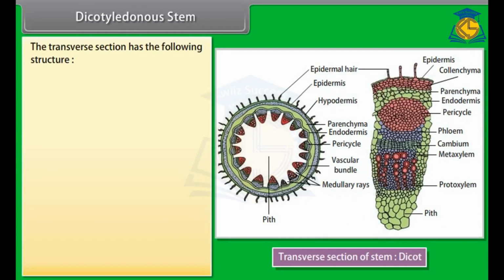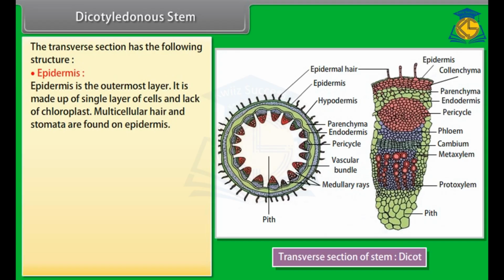Dicotyledonous stem. The transverse section has the following structure. Epidermis. The epidermis is the outermost layer of the stem. It is made up of a single layer of cells and lacks chloroplasts. Multicellular hairs and stomata are found on the epidermis.